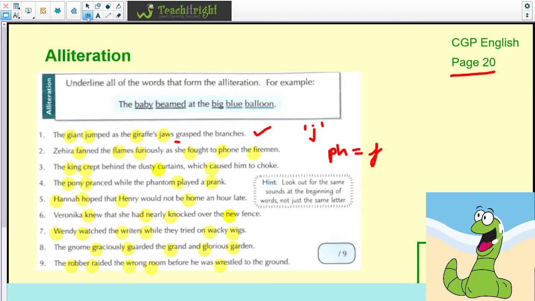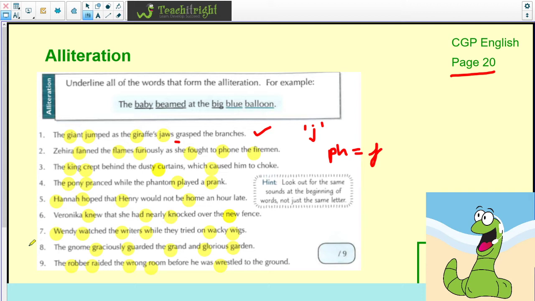So we should have known that for hour. We don't hear that. It's a silent H at the beginning. Veronica knew that she had nearly knocked over the new fence. So in this one we need knew, nearly, knocked and knew. Knocked and knew have a silent K at the beginning, so they are part of the alliteration.